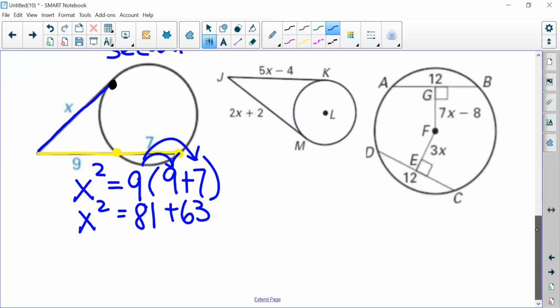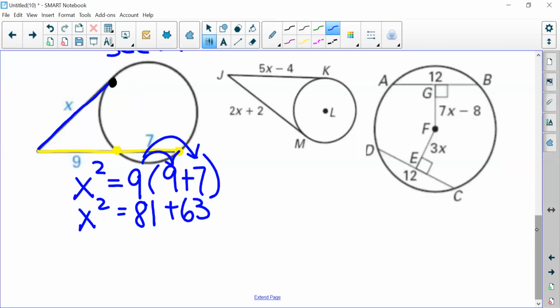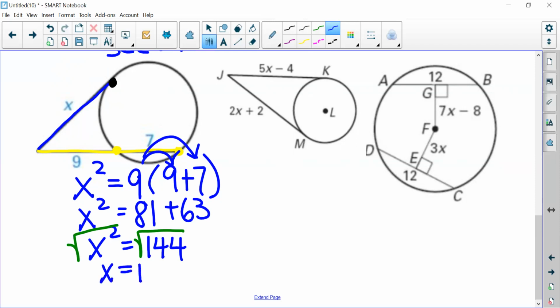Y'all, when we add 81 plus 63 together, we get x squared is equal to 144. Okay, y'all, it's mathematically impossible for x to have a value of 144. Look, x is squared, which tells us to unsquare, we have to take the square root of both sides. The square root of x squared is simply x, and the square root of 144 is 12. And that's how we were able to determine that x is 12, aka the length of our tangent in this case is 12.